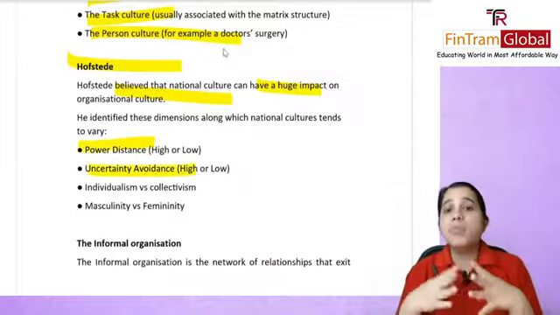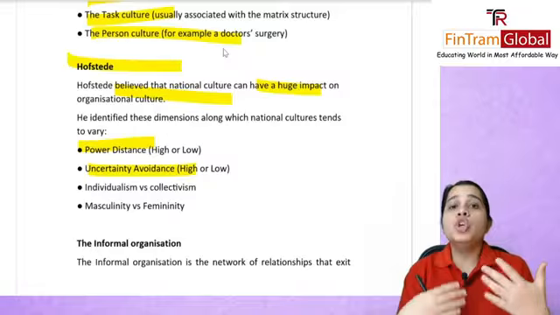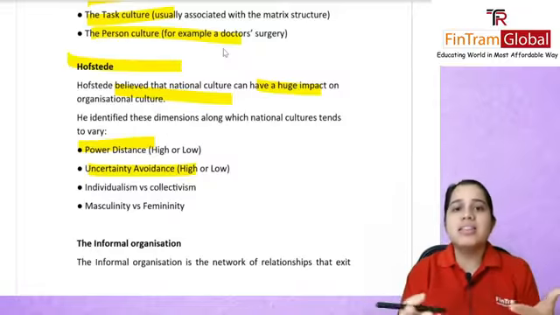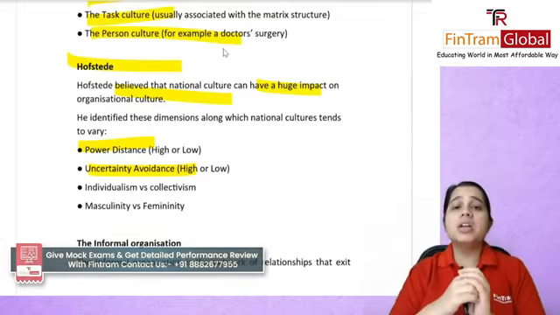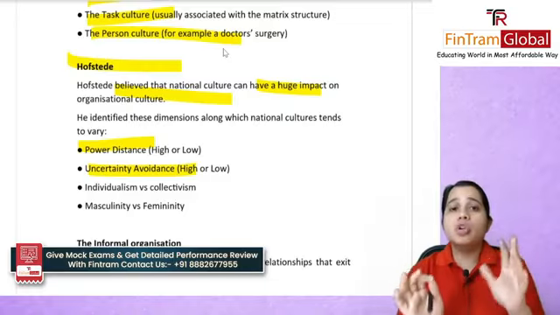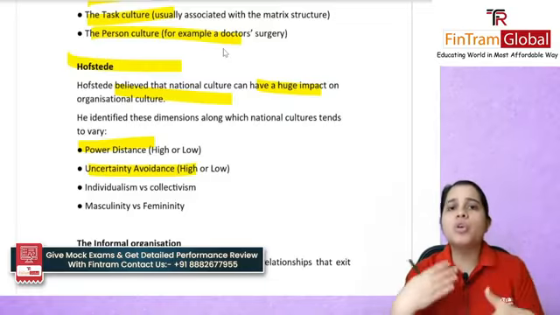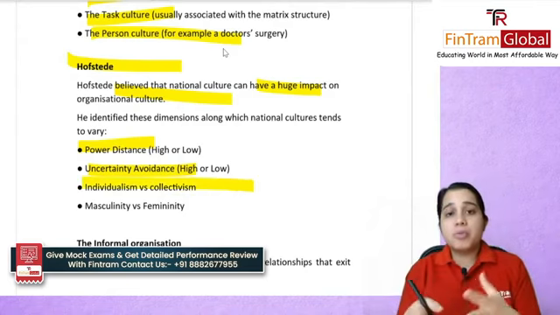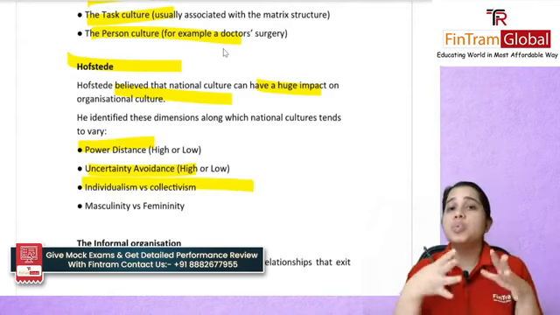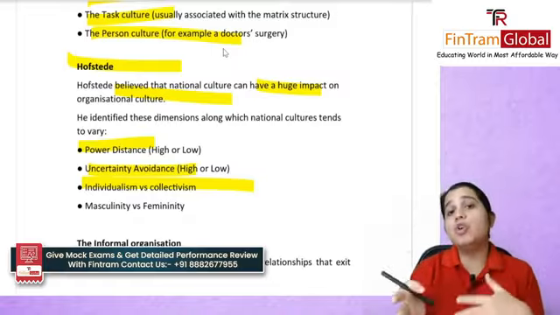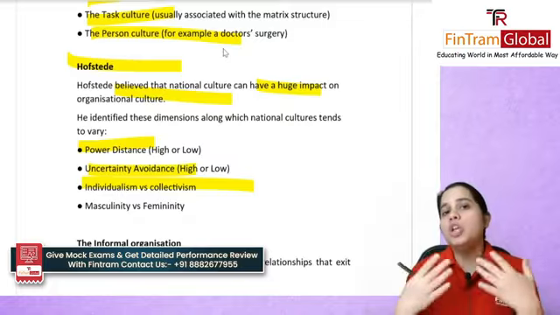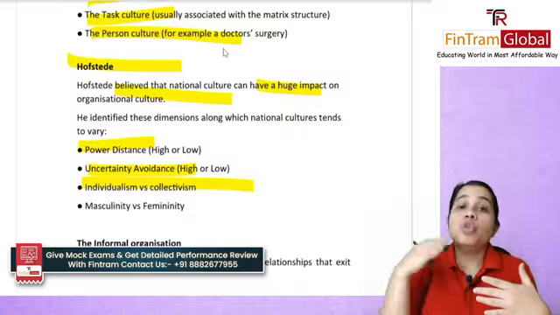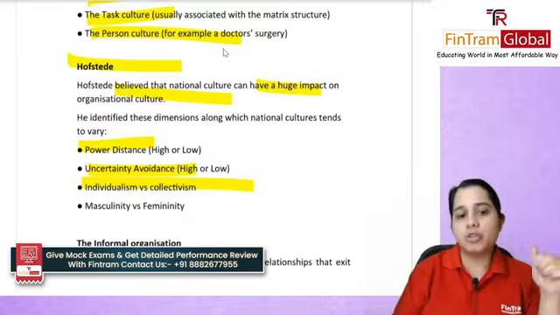Uncertainty avoidance: how much are they okay with new things happening, with some uncertainty going on, or maybe they're really not okay with it and just want to do the fixed thing. They don't want to really explore. Individualism versus collectivism: there will be few people who will prefer always to work individually, and few who will always want to work in a group, and they will always keep the group interest higher than their own individual interest.